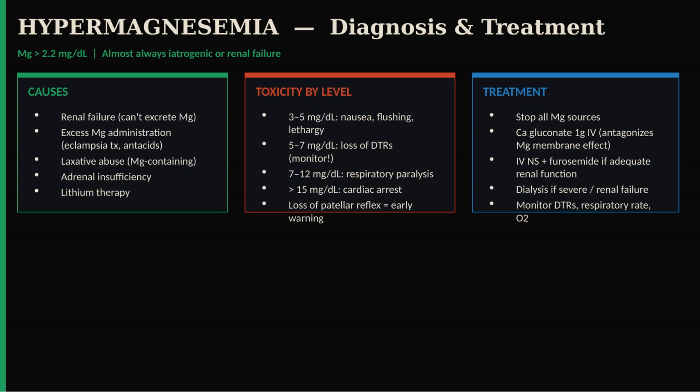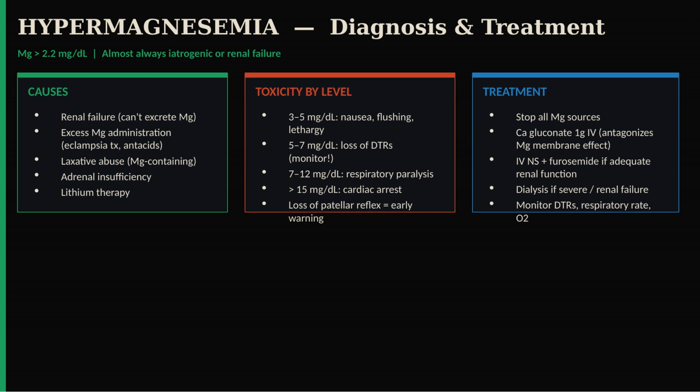Magnesium above 2.2, and this one is almost always either renal failure or something we did to the patient. The causes: kidneys that can't excrete magnesium, excess administration, think eclampsia treatment or magnesium-containing antacids, laxative abuse, adrenal insufficiency, and lithium. What makes hypermagnesemia clinically elegant is that the toxicity tracks the level in a predictable staircase, and the physical exam gives you an early warning system.